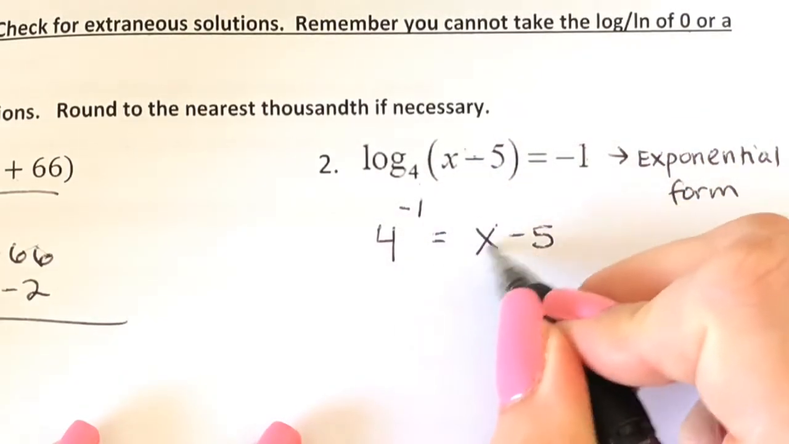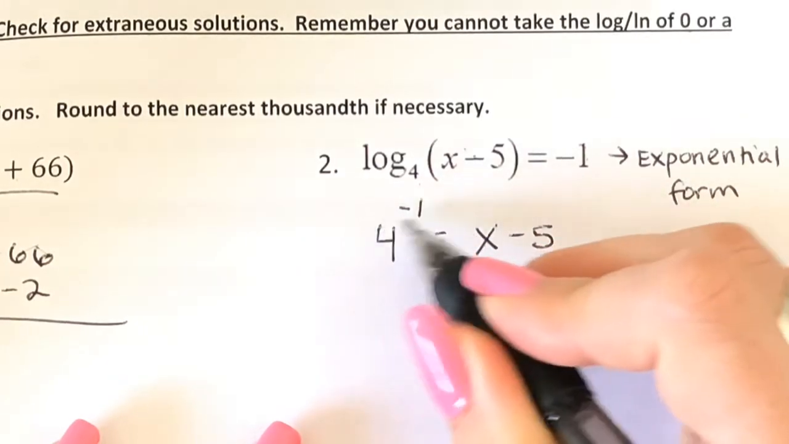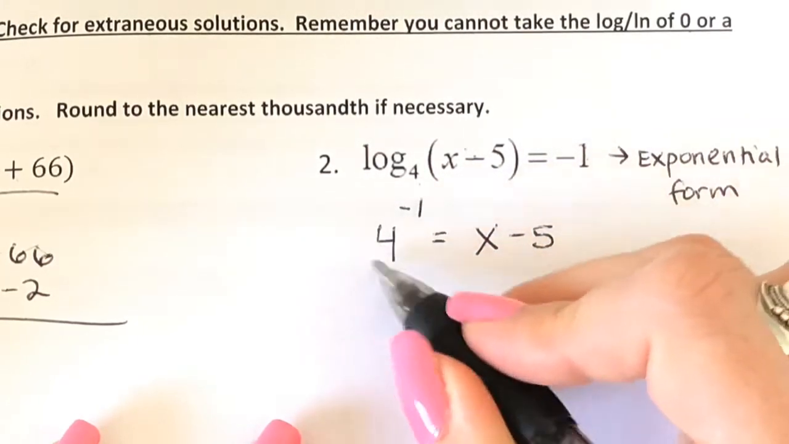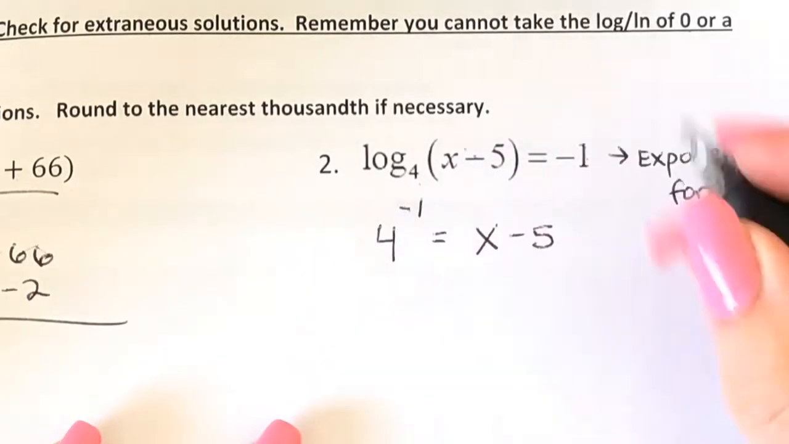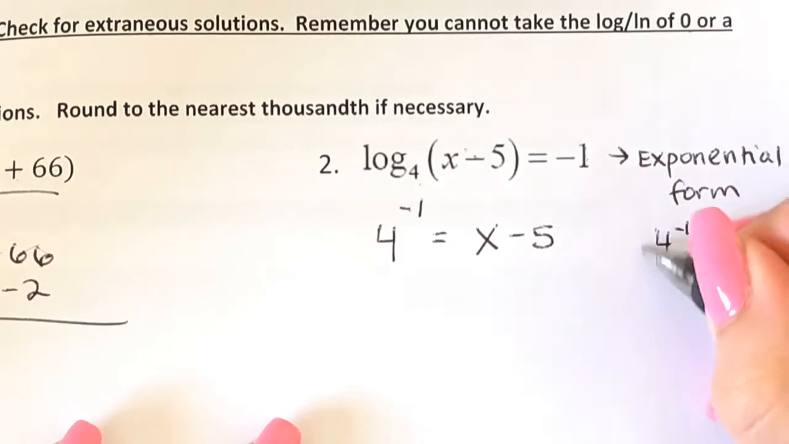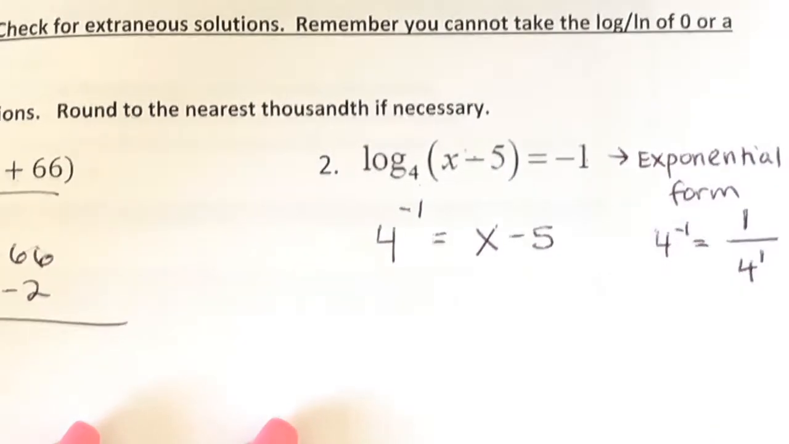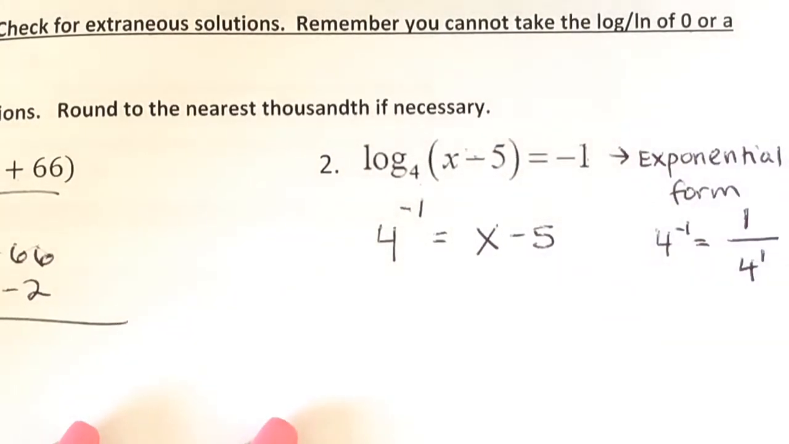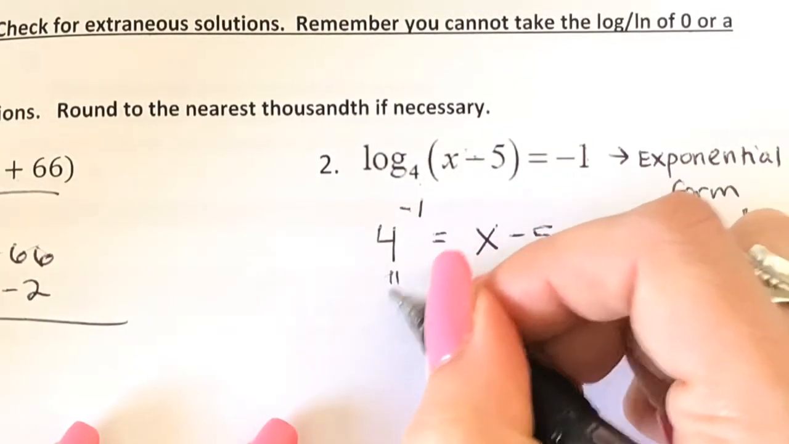So now I can actually isolate it. All I have to do is add this 5 over. We do have this negative exponent though, so let's look at that really quick. Remember, whenever you have a negative exponent, it's saying to take this and put it into the denominator, and then that exponent turns positive. So we get 1 over 4 to the power of 1, which is just 1/4. So this is equal to 1/4.